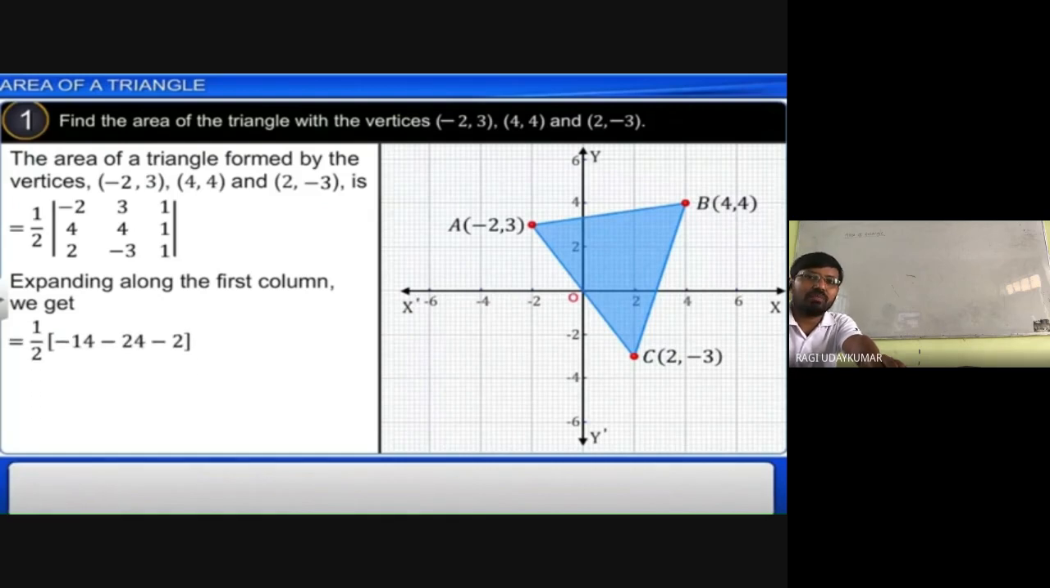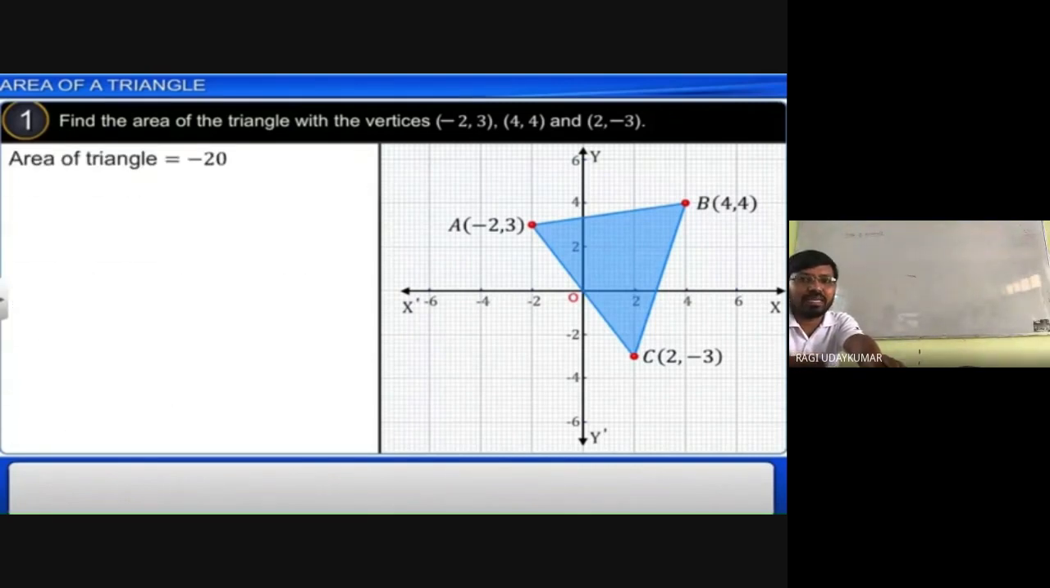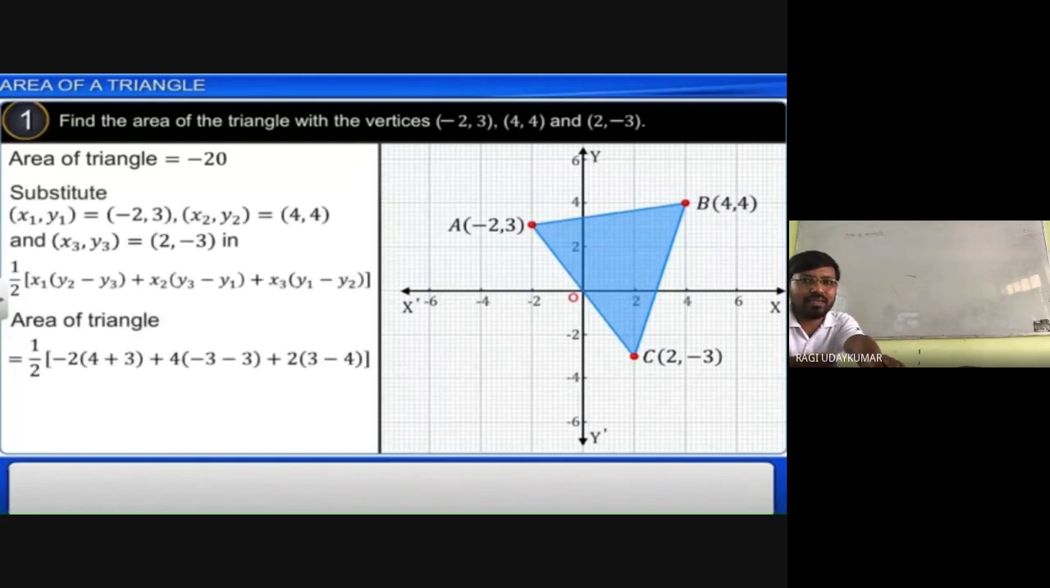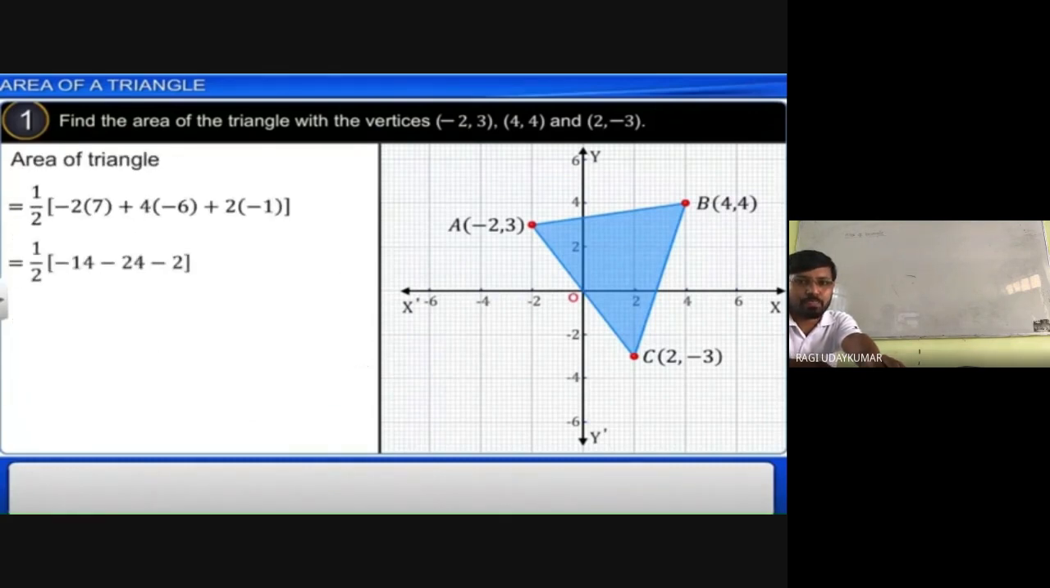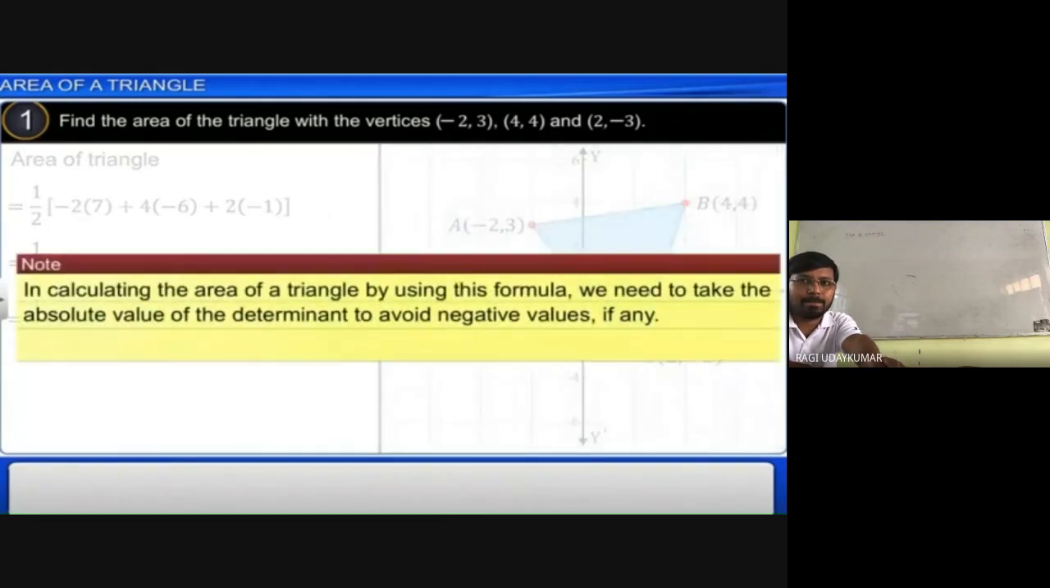The area should be positive, negative should not be there. So the area of the triangle should not be written as minus 20, because this is an area, it should be taken in modulus. Area is never negative. So here the area of the triangle should be taken as plus 20. In calculating the area of the triangle using this formula, we need to take the absolute value of the determinant to avoid negative values.